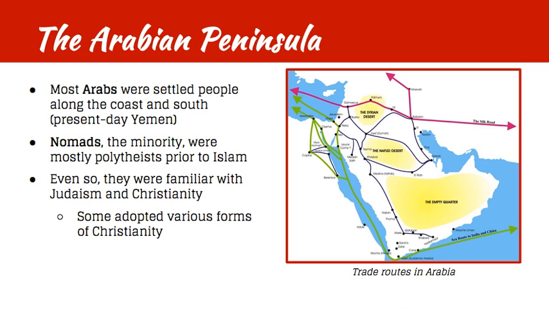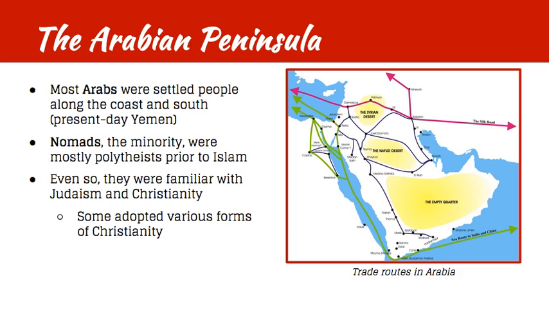Of course, when we talk about Arabs and these Arabic nomads, we're talking about the ethnic group that originates in the Arabian Peninsula. Nomads are a minority, or were a minority in the society. They were mostly polytheistic prior to Islam, but even so, they were very familiar with Judaism and Christianity. If you notice the proximity of the Arabian Peninsula to places like Jerusalem, where my mouse is here, where Christianity and Judaism had their center, they were interacting with these people constantly through trade.